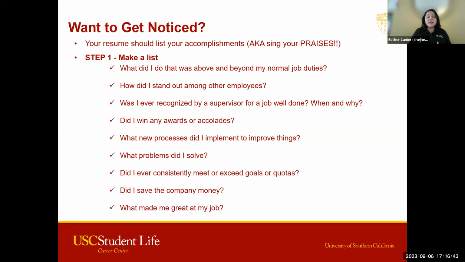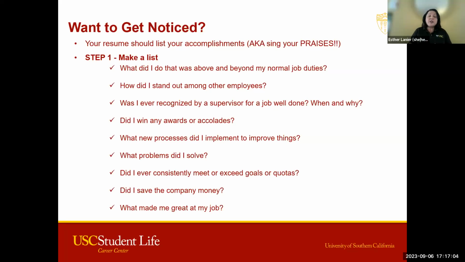But again, what did I do that was above and beyond my normal job duties, right? I'm sure that most of you have some awards or accolades that you can freely praise yourself about. And obviously, did you solve any particular problems? And so, did I save the company money? What made me great at my job?